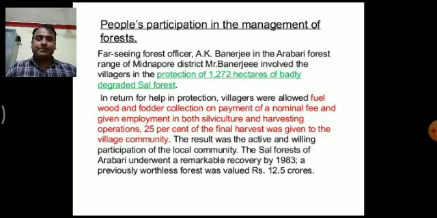The sal forest of Arabari underwent a remarkable recovery by 1983. A previously worthless forest was valued at rupees 12.5 crores. Such a huge participation by these people.